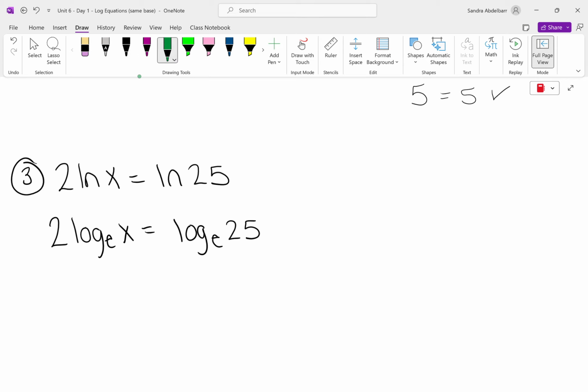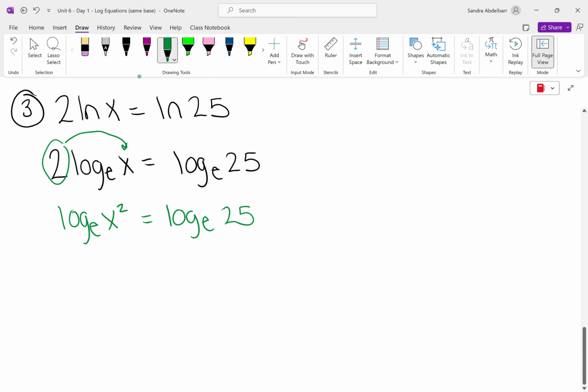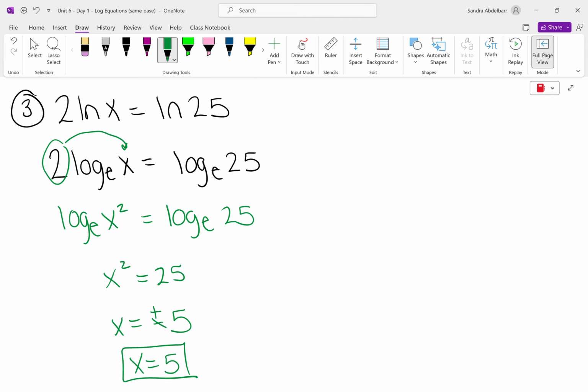I'm just going to recommend we do one thing. What do you think I'm going to recommend we do? Yep, make the 2 an exponent. So this is log base e of x squared equals log base e of 25. Can I now set the arguments equal? Absolutely. X squared equals 25. X will equal plus or minus 5. Will either of these get rejected? The -5, exactly. So X will just equal 5.